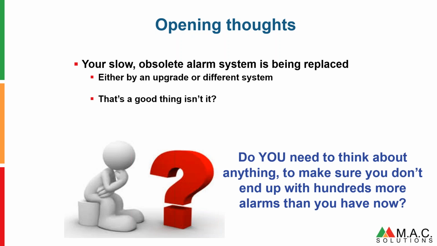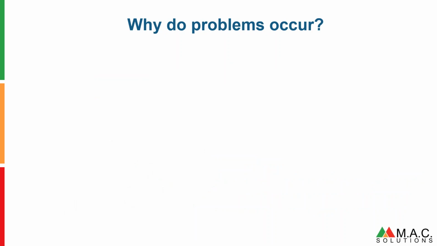Okay, so if it's a good thing, is there anything you need to think about to make sure that everything goes smoothly? From a system that runs fairly reasonably well, it's obsolete, but it runs okay, and the operators aren't too bothered with too many alarms, you've got a fairly stable system. How do you make sure you don't end up with tens, hundreds, thousands more alarms than you have now? So we're going to go through some of the things of why things go wrong, what you need to think about. So why do problems occur?